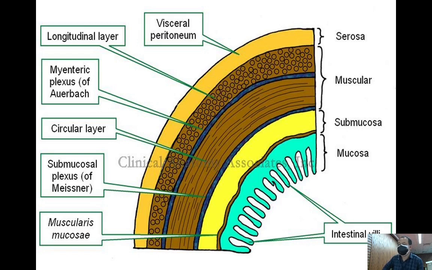Now, when you look at the epithelial cells, starting from the mouth to the pharynx and esophagus, you'll find that the epithelial cells there are stratified squamous epithelial cells. But then from the esophagus downward, it is said to be columnar epithelial cells.